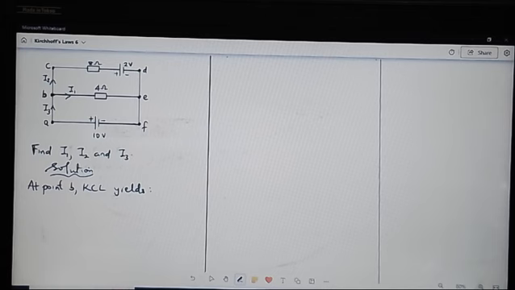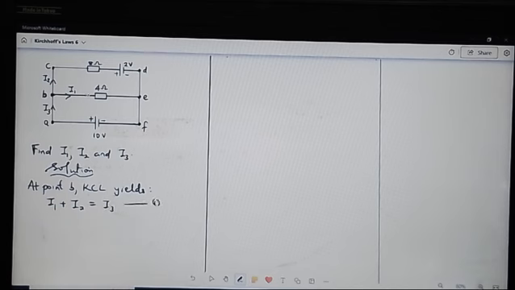So checking point B, we can see that I3 is entering, I1 is leaving, I2 is leaving. So it implies that I1 plus I2 is equal to I3. So we say I1 plus I2 is equal to I3. Call this equation 1.